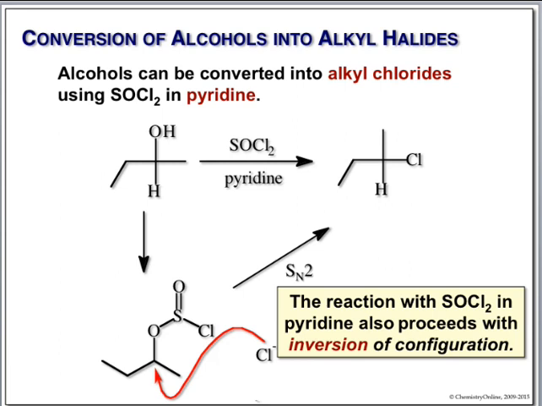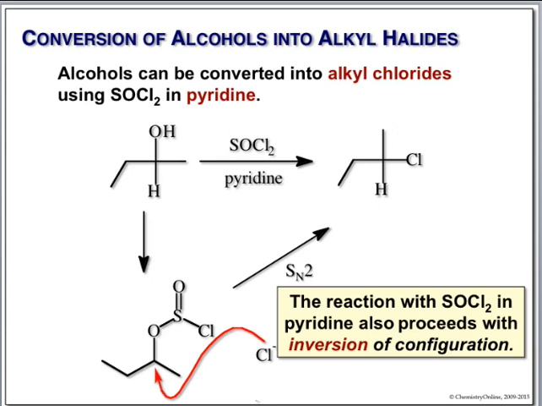So, alcohol plus PBr3 gives alkyl bromide. Alcohol plus thionyl chloride gives an alkyl chloride. They both proceed with inversion of configuration. Now there's actually another way to do this reaction that is not covered in the book, but I always stick it in because it's such a neat reaction.